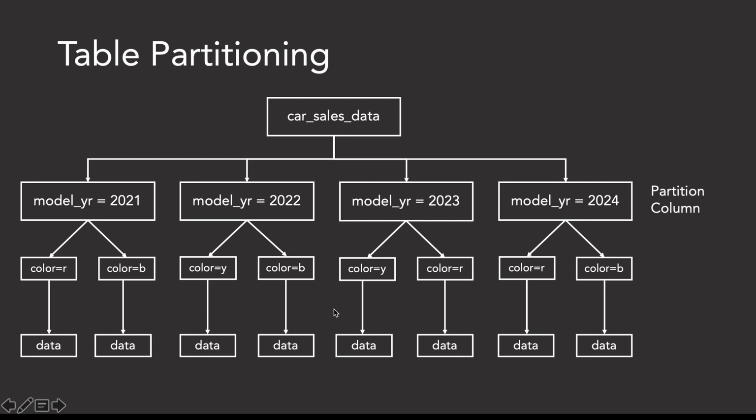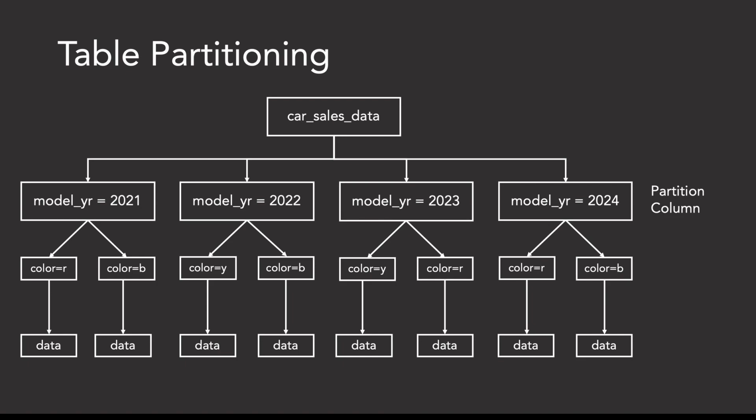Now let's say I query: give me the cars with model year 2021 and color red. So what Hive will do is it will create a task which will go to this partition, which is model year 2021, and then to this partition, which is color red, and then only scan this particular data set, which is only 1 terabyte in size. So if you do not have this partition and you run the same query on this large data set, the entire data has to be scanned. So this is what partitioning is.